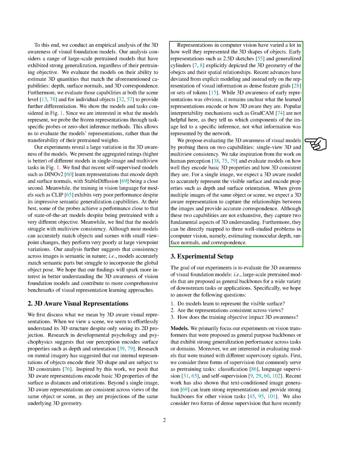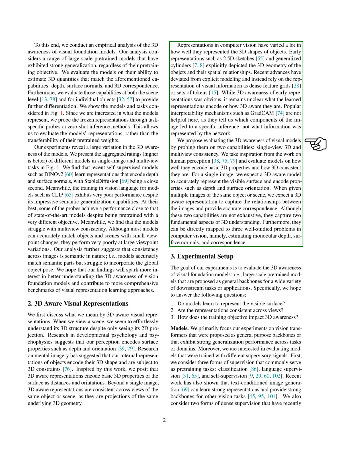Visual representations in computer vision have varied in how well they show the 3D shapes of objects. Early representations explicitly depicted 3D geometry, while recent approaches focus on dense feature grids or sets of tokens. However, it's unclear what these learned representations encode or how 3D-aware they are.